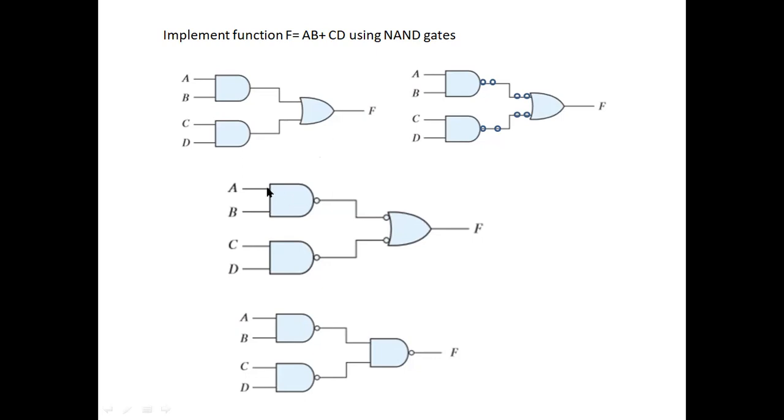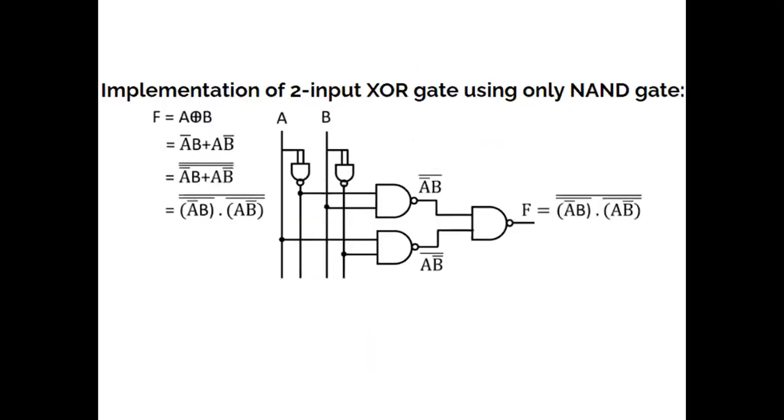Therefore, AB NANDed, CD NANDed is given to another NAND gate, which will give you the same function f is equal to AB plus CD. So this circuit has two AND gates and one OR gate. Now it has been completely replaced with three NAND gates. So you don't require different ICs to implement the function f is equal to AB plus CD. You require only one set of IC to implement the function AB plus CD. Next, implementation of two input XOR gate using NAND gates.